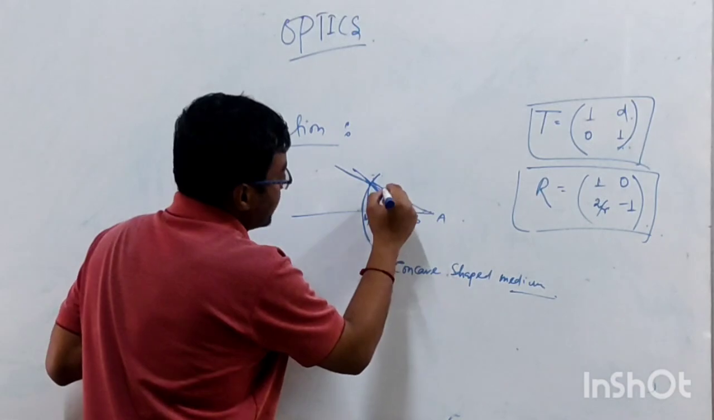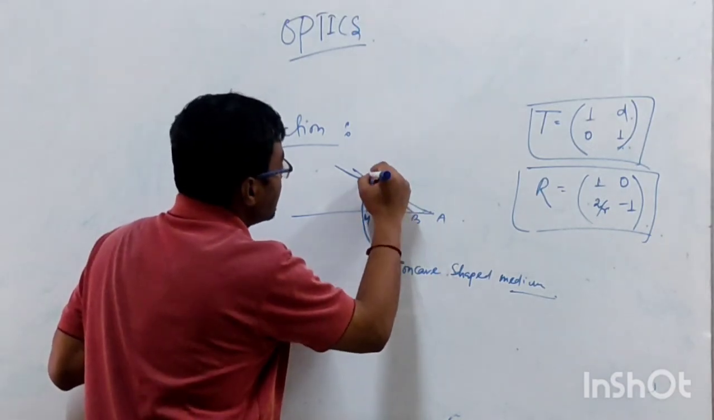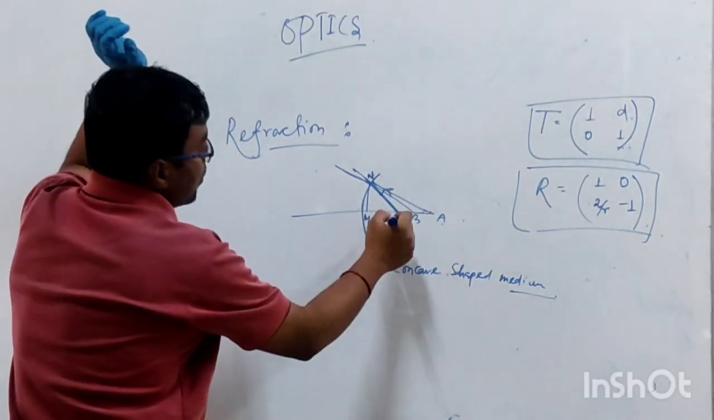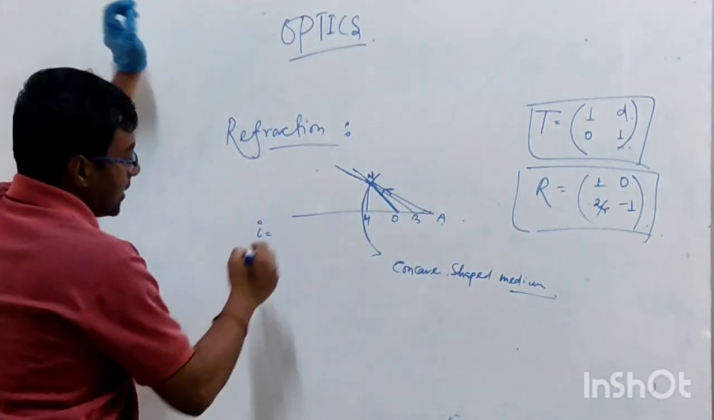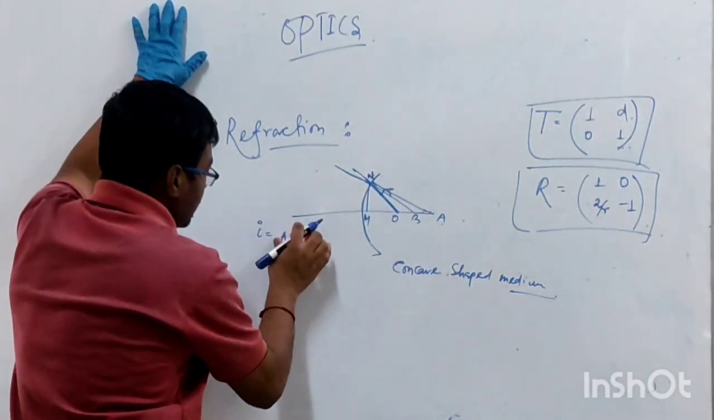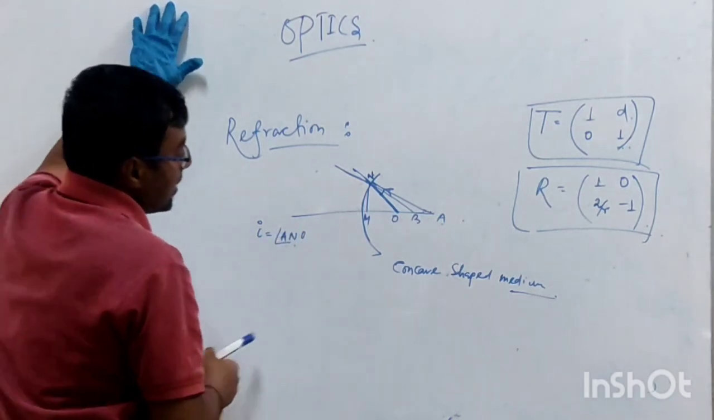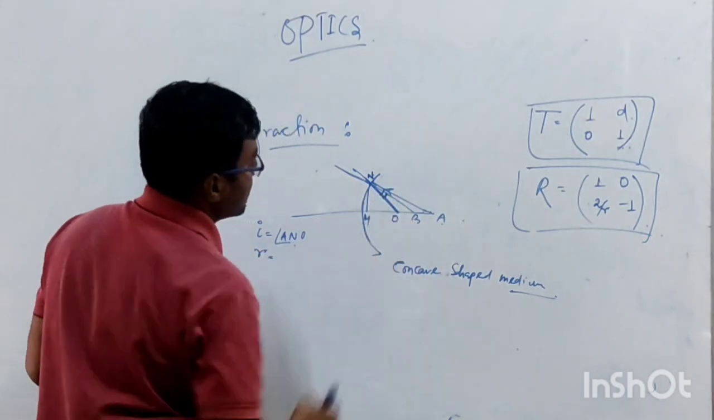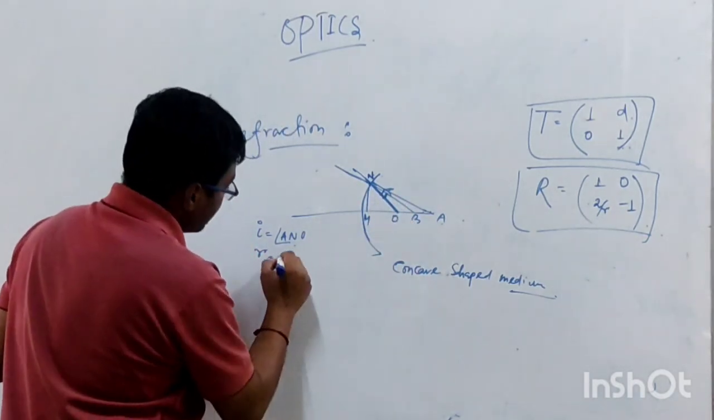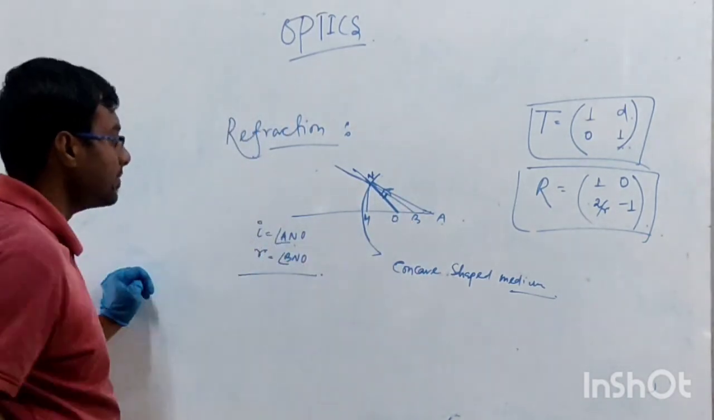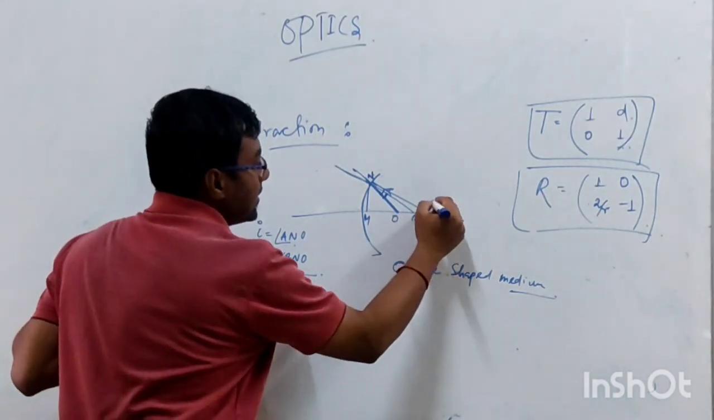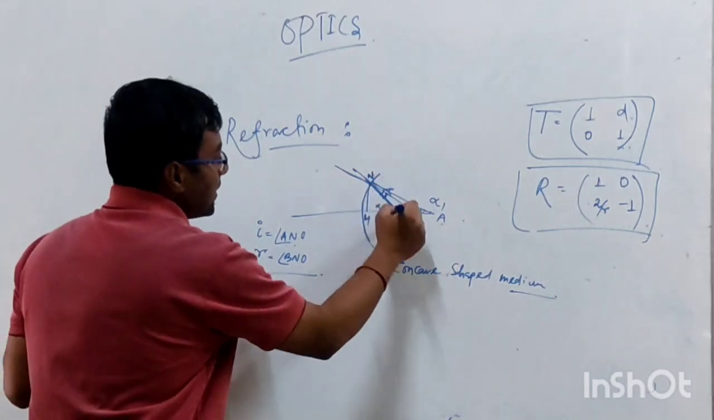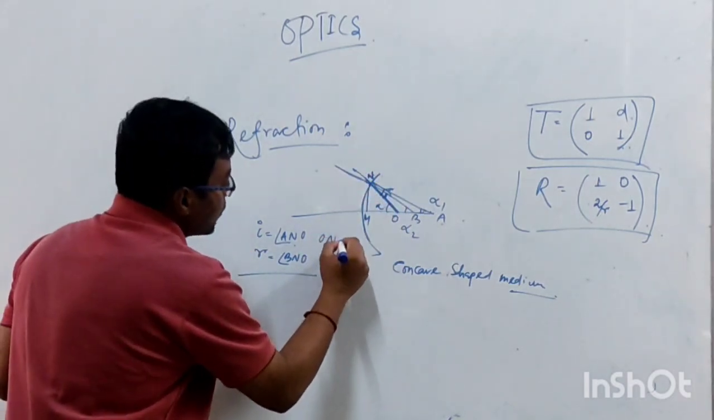So the incident angle will be, if the point is called N, then the incident angle I will be ANO, and the refracted angle R will be BNO. Consider this angle is alpha 1, this angle is alpha 2, and this angle is alpha. And we know that is the radius of curvature, so ON will be R.